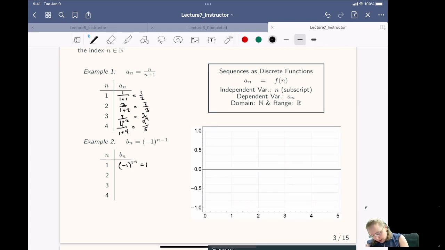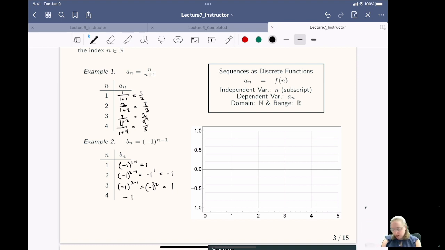If we have 2, then we have -1 raised to the 2 minus 1, which is equal to -1 to the 1, which is just -1. -1 to the 3 minus 1 comes out as -1 squared. If you square a negative number, it becomes positive, so this is just 1. And finally, you could evaluate this last one, and you would see that it was -1.